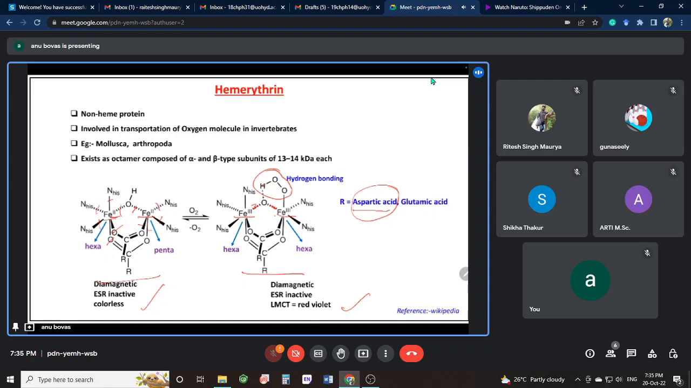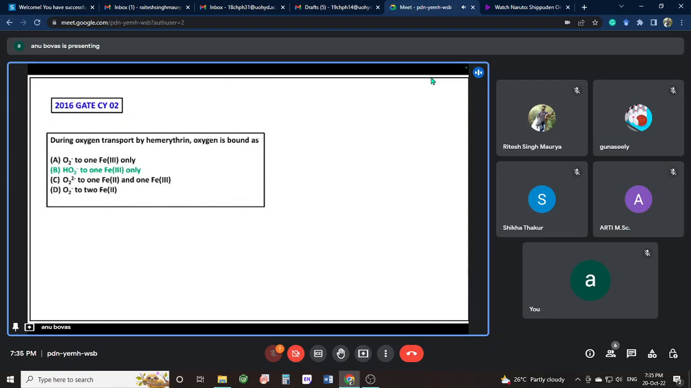So what was the question? How does the oxygen exist? It exists as HO2 minus and it is connected only to one iron. Iron in which oxidation state? In oxyhemerythrin, iron will be in +3 oxidation state. So in hemerythrin, for oxygen transport, oxygen is bound as HO2 minus and only to one Fe, which is present in +3 oxidation state. Okay. Now, we learned about hemerythrin. These are some important molecules. Hemoglobin, myoglobin, hemocyanin, and hemerythrin are important, and we should know all the basic things related to them.